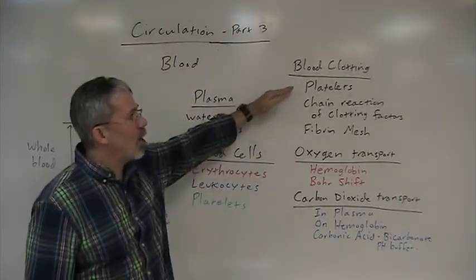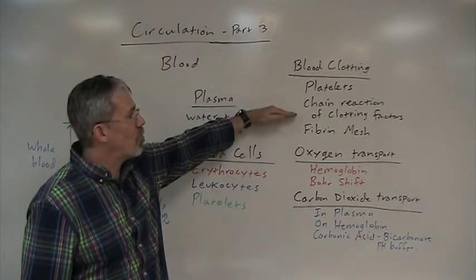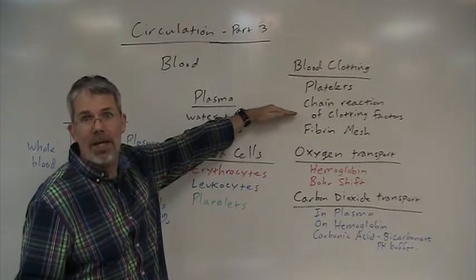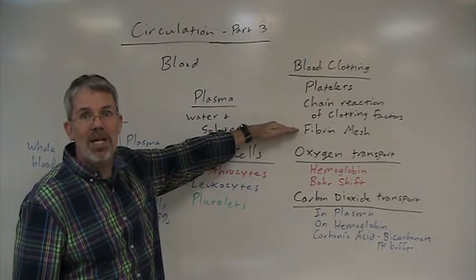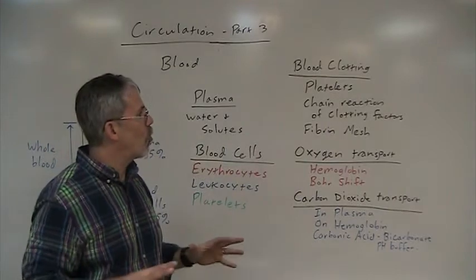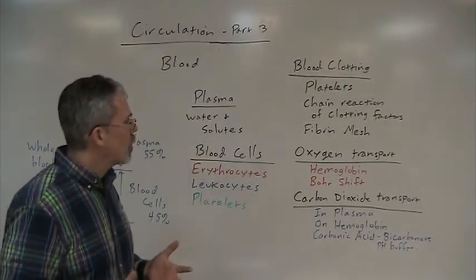Well, the platelets come into play. They form a platelet plug and they start releasing chemicals causing chain reactions of clotting factors. And I'm making a very long story very short, but ultimately what happens is that a protein mesh of fibrin forms and it traps blood cells and forms a blood clot, stopping the bleeding.